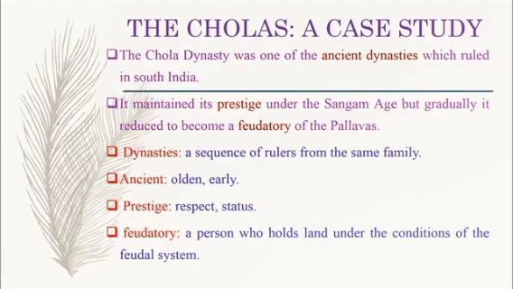Chola dynasty was one of the ancient dynasties. Here, ancient dynasties means olden dynasties which ruled in South India. It maintained its prestige. Here, prestige means respect or status under the Sangam age, but gradually. Here, gradually means slowly. It reduced to become a feudatory of the Pallavas. So what is meant by feudatory? Feudatory means a person who holds land under the conditions of the feudal system.